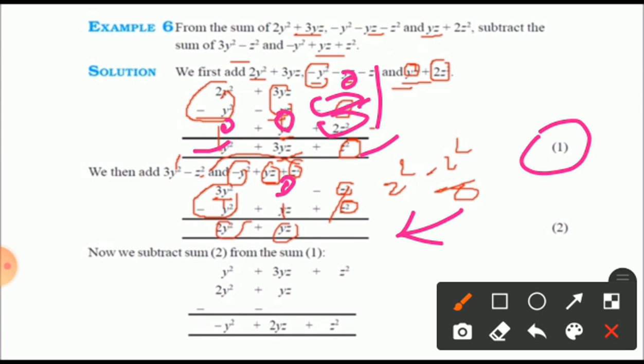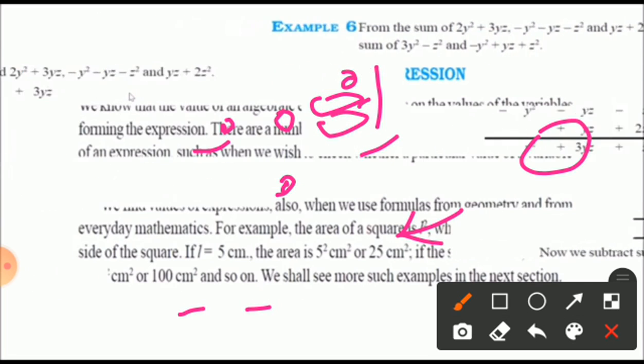Clear? Correct. Now y square plus 3yz plus z square minus 2y square minus yz, because whenever subtraction is there we have to change the sign of the number. This is a 3y square, that's a positive sign, we can make it negative. Yz is also negative now, and then after z square, yes, 3yz minus yz, which gives you 2yz. Correct. And y square minus 2y square will give you a minus y square, because minus 2y square is bigger than y square. Big number having the minus sign, so the answer will come as a minus.